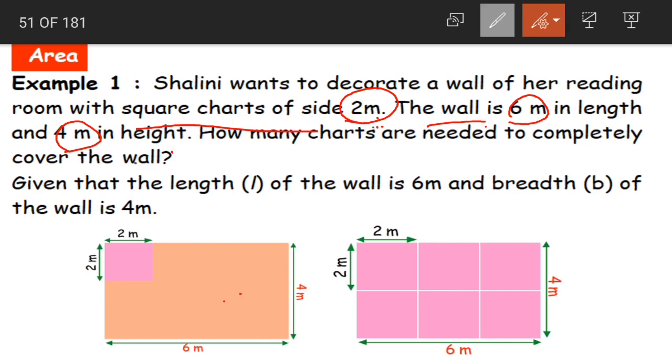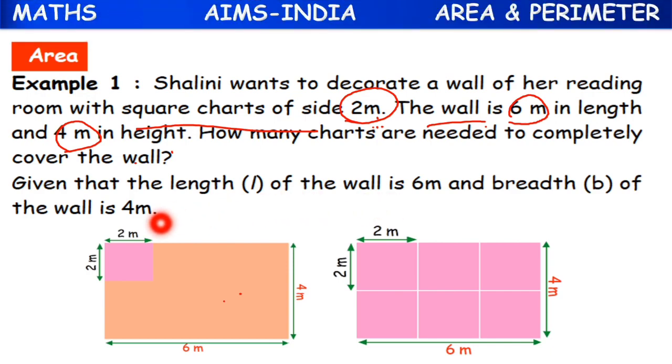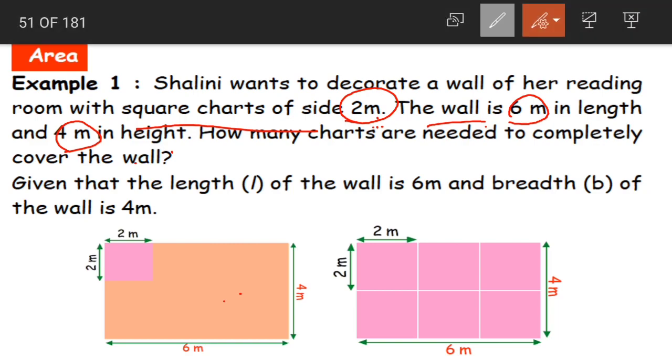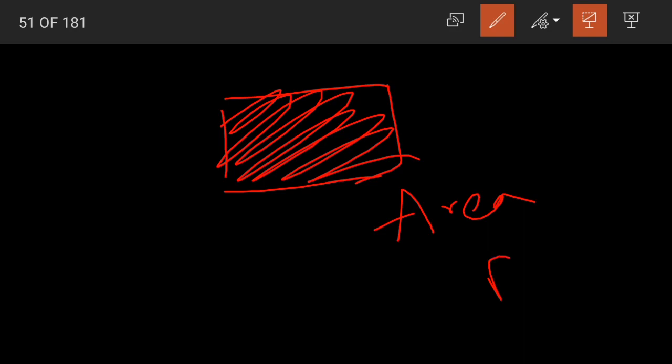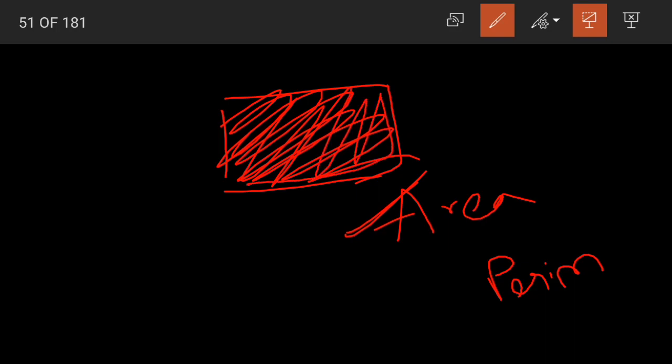What is given? The length of the wall is 6 meters and the breadth of the wall is 4 meters. Again, what does Shalini want to do here? She wants to decorate her whole wall. This is her wall. She wants to decorate the entire wall with square sheets. Now tell me here, what will we use? Will we use the area or will we use the perimeter? We will use area.